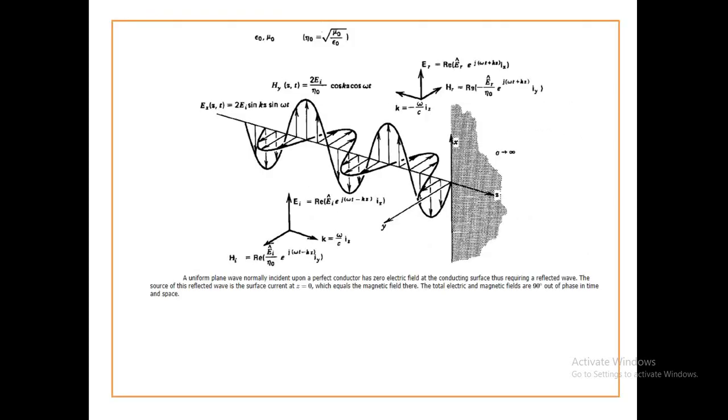So this diagram represents a uniform plane wave which is incident upon a perfect conductor which is having a zero electric field at the conducting surface, and here the wave is reflected along the negative z direction, and the total electric and magnetic fields are 90° out of phase in time and space.